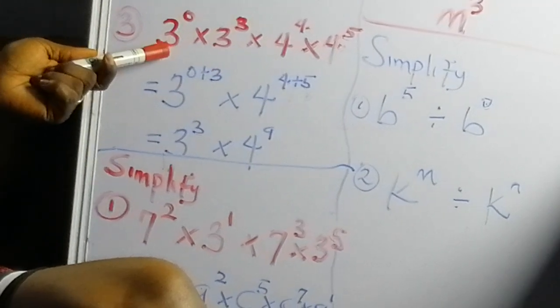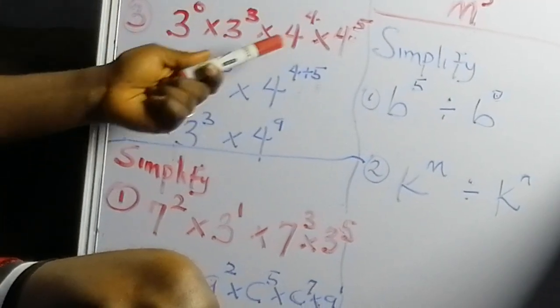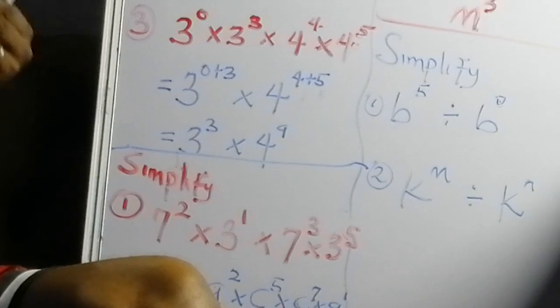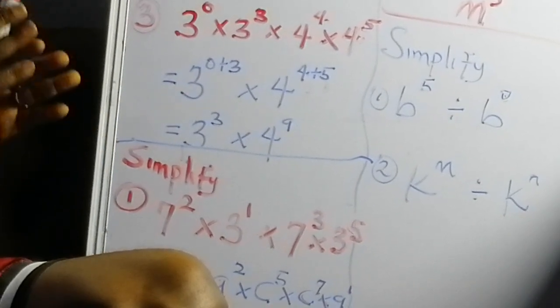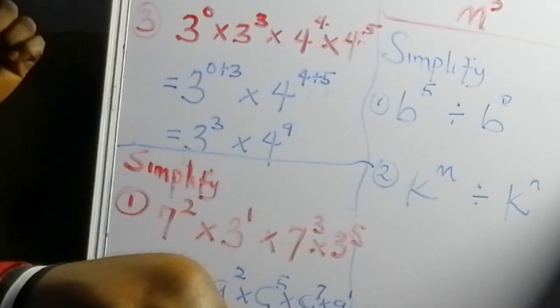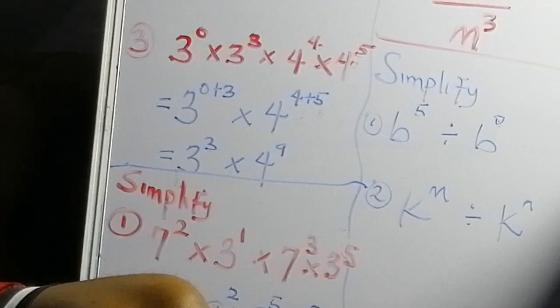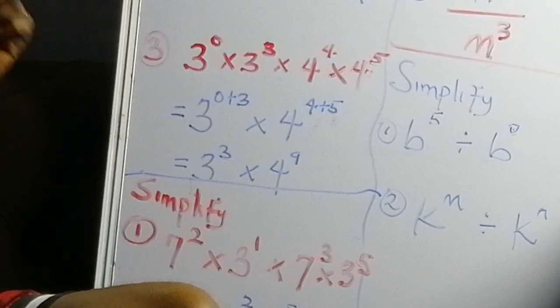If you look at here now, what is the base here? The base here is 3. The base here is 3. The base here is 4. The base here is 4. The question I need to ask myself: is base 3 the same thing as base 4? No, they are not the same thing. All you need to do is pick the ones that have a common base and have the power. That is the condition for the multiplication law. Pick the ones that have a common base and add the power.